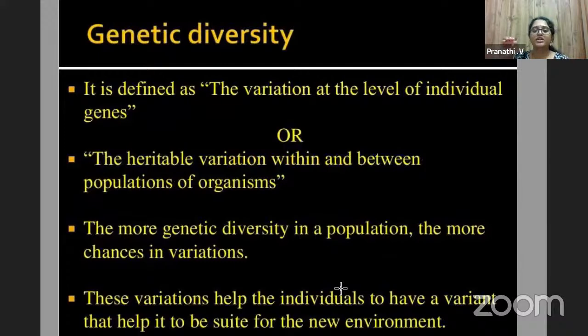Genetic diversity is variation at the level of individual genes, or whether a particular trait is heritable within the same population or within different populations of organisms. So this is known as genetic diversity. Again, more chances are there for variation to occur. This helps the animals to evolve.